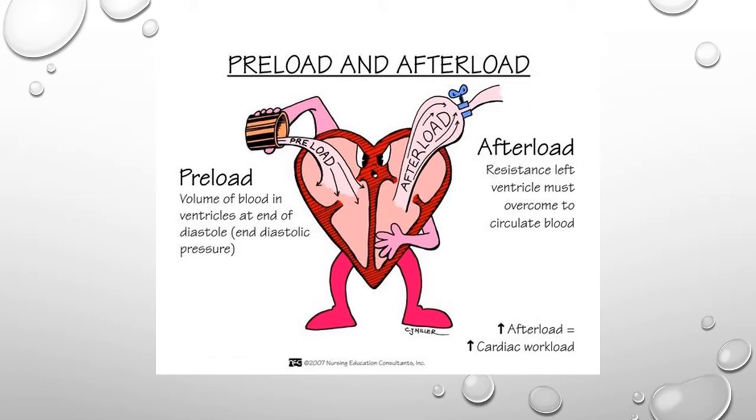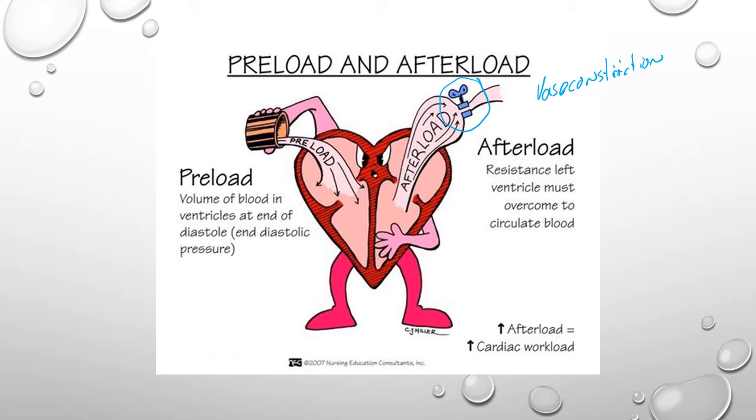So preload is that amount of blood that's in the ventricles themselves, what's ready to be ejected from the heart with the next incoming beat itself. And afterload is, as this one here shows, it's kind of like if we increase the pressure. So if we have vasoconstriction in our blood vessels out in the periphery, then we're going to have an increased afterload. And so it's going to be harder to get that blood in there.